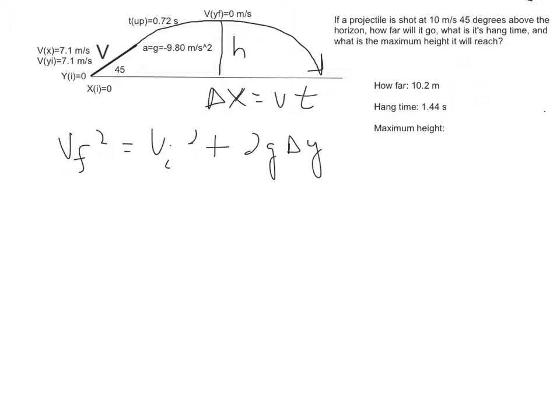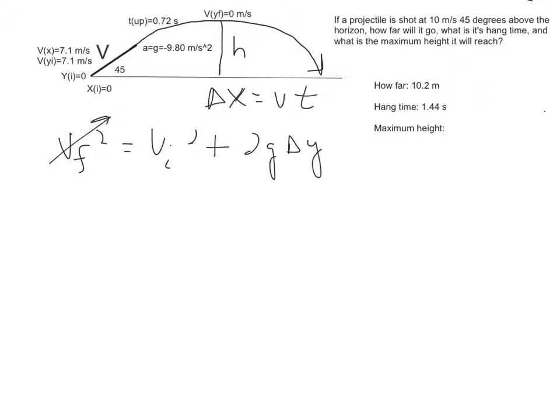Just because I already had everything for that equation. I could also use yf equals yi plus vit plus 1/2 gt squared. It would get me the same answer, but there's going to be some round-off error just because of my time, but I would still use only the 0.72 seconds for that because it only takes half of my hang time to go up. So anyway, my final velocity is going to be 0.